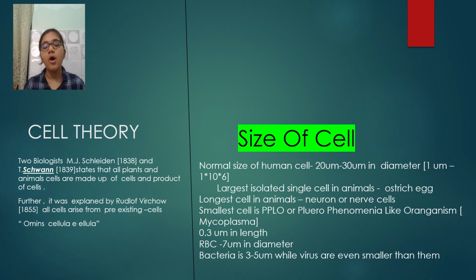Now cell theory. What is the cell theory? First we will understand what the cell theory is, then we will go through this. There were two biologists, Schleiden in 1838 and T. Schwann in 1839. They said that the cell is the basic unit of life, and that all plants and animals are made up of cells and the products of cells. Okay? And the cell is the basic unit of life.